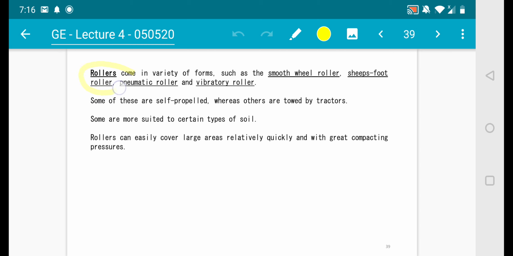Now let's go to rollers. They come in a variety of forms such as the smooth wheel roller, sheep foot roller, pneumatic roller, and vibratory roller. Some of these are self-propelled, whereas others are towed by tractors. Some are more suited to certain types of soil. That's why it's important to identify the type of soil at site before choosing which approach to use for compaction. Rollers can cover large areas relatively quickly and with great compacting pressure compared to tampers.